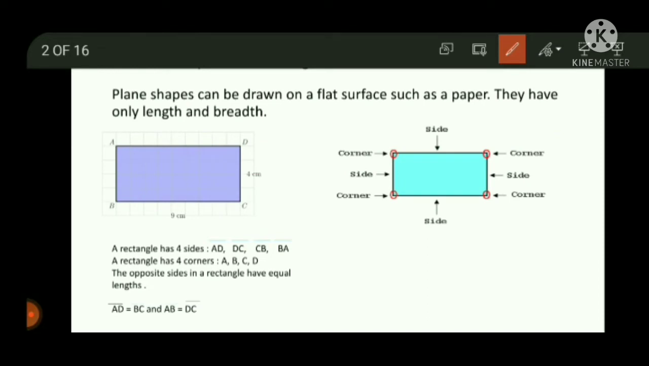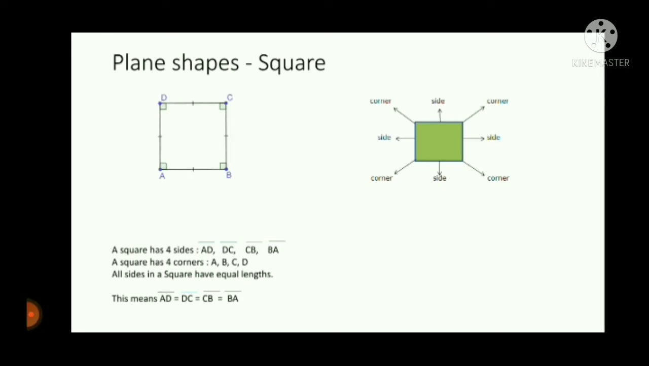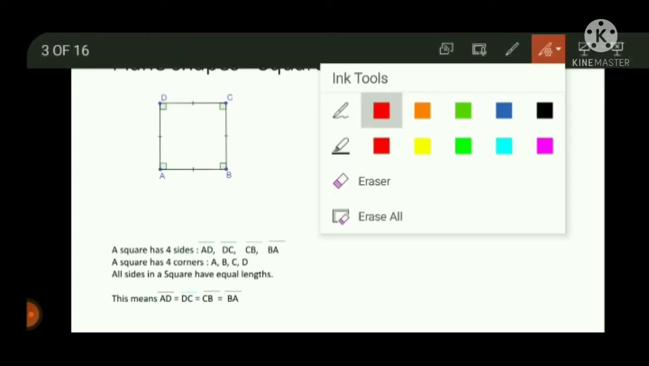Now we will learn the next plane shape, that is a square. What is a square? A square, similar to a rectangle, has 4 sides. It has 4 corners. But what is different from a rectangle? All the sides of the square are equal.